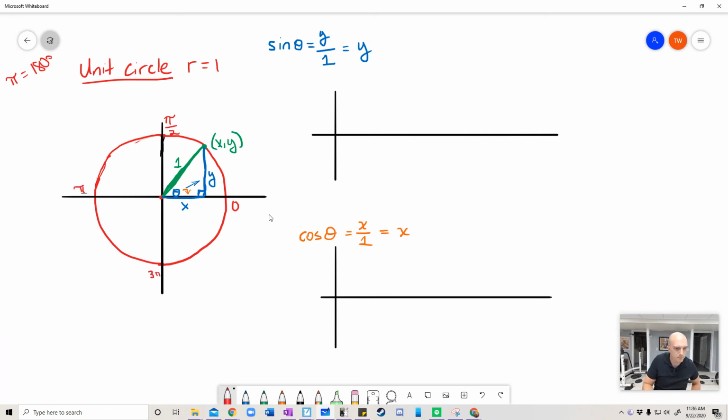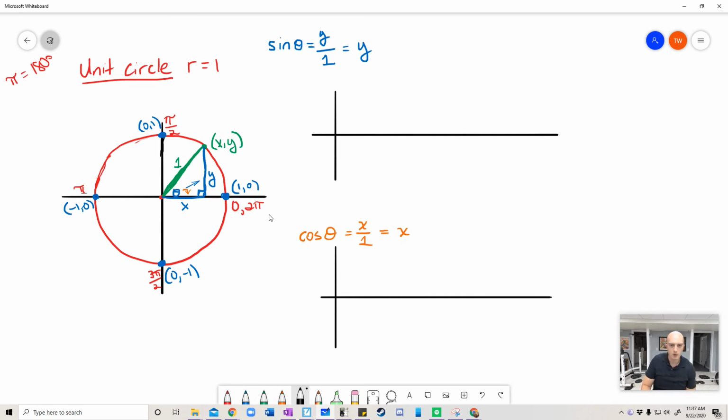Pi, 3 pi over 2, and 0 and 2 pi are at the same spot. These are my benchmark angles because if I think about a unit circle, if I were to think about this point on the circle, well, I would just go over 1 unit, which would take me to the point 1, 0. If I were to go up 1 unit, I'm at 0, 1. If I go left 1 unit, I'm at -1, 0. And if I go down 1 unit, I'm at 0, -1.